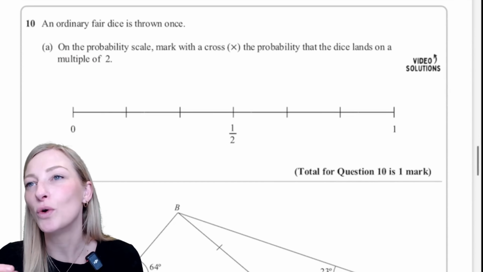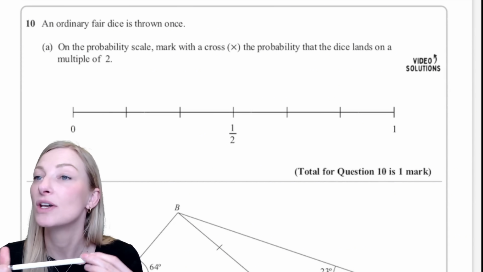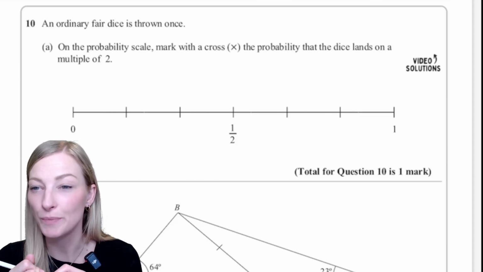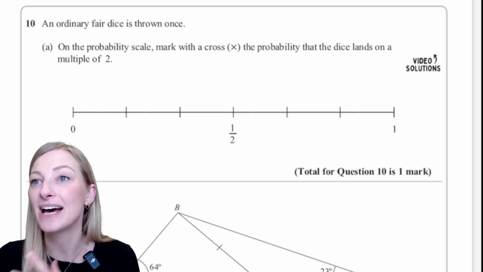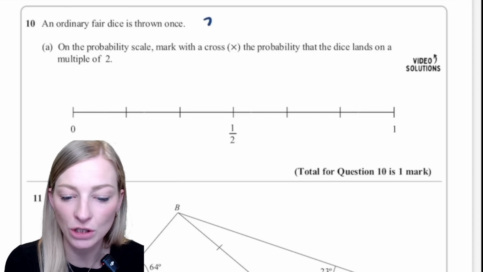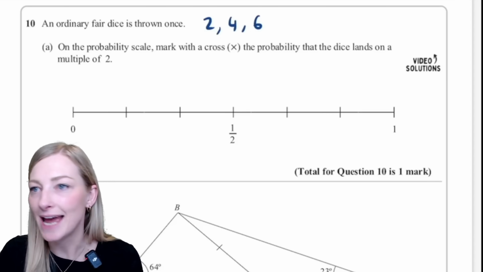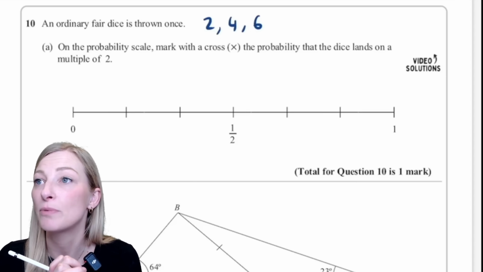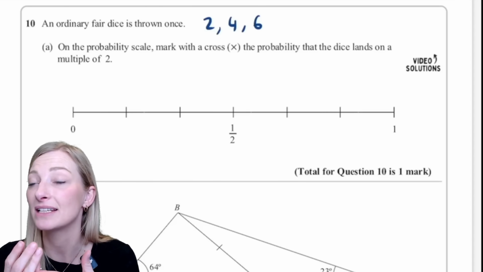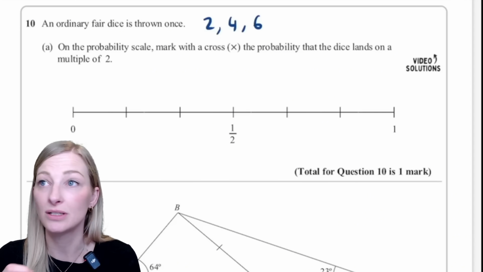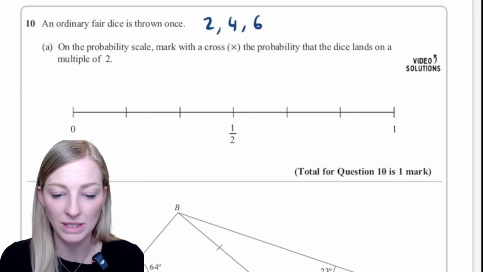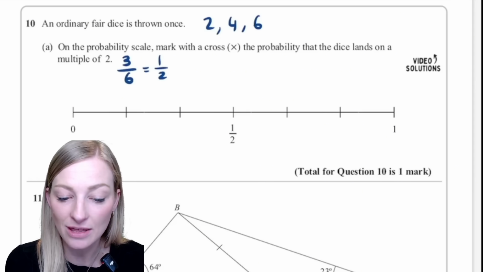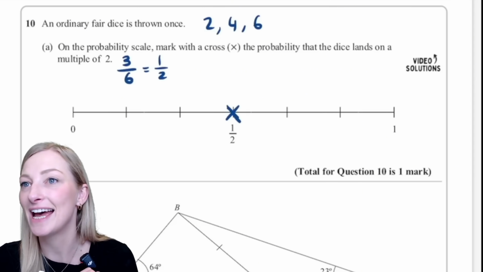Question number 10. An ordinary fair dice is thrown once. On the probability scale, mark with a cross the probability that the dice lands on a multiple of 2. So multiples are numbers in that times table. So multiples of 2 would be 2, 4, 6, 8, 10, 12. But obviously I'm rolling a dice here. We know that only goes up to 6. So I need to think about the probability of rolling a 2, a 4 or a 6. That's 3 different options out of the 6 options altogether. So my probability is 3 out of 6, which is a half. And either way, we would be putting a cross there at a half.